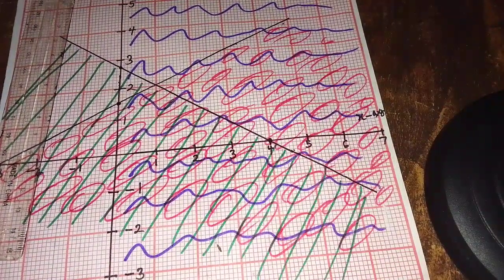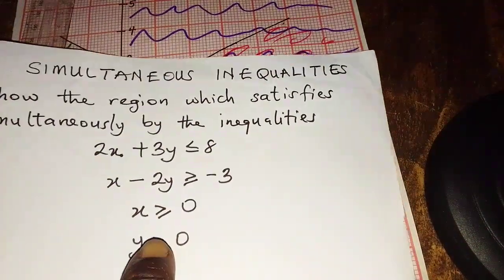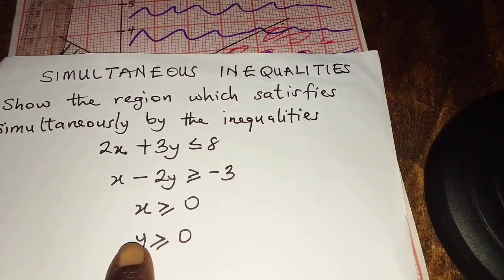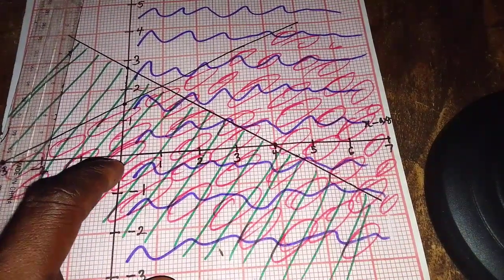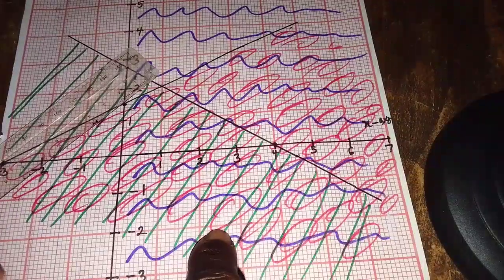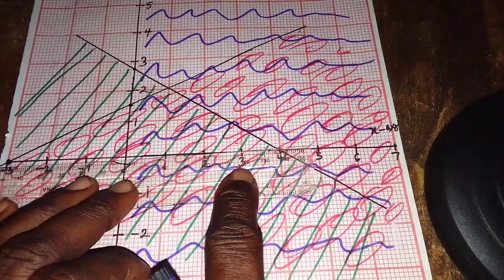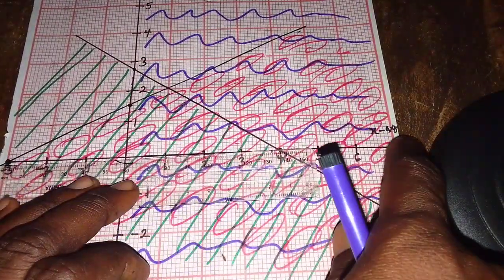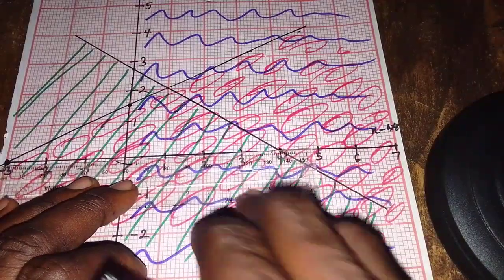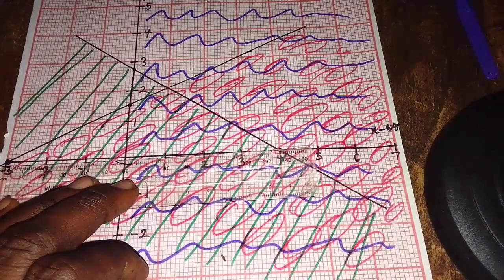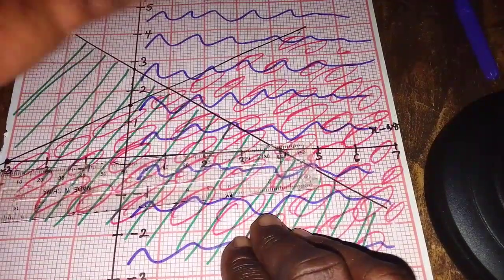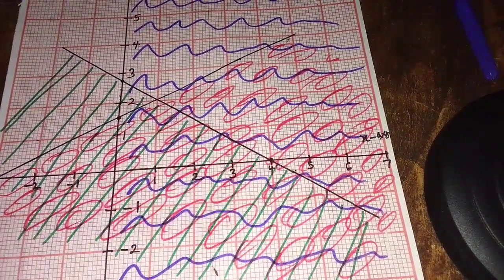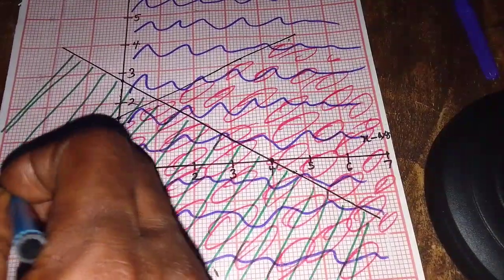Now, the last part says that y is greater than or equal to 0. So on y, I'm going to draw a horizontal line on 0, which will fall on the x-axis. If you draw a horizontal line on 0, which side is greater than 0 on y? So realize that this part here is greater than 0 on y. So I'm going to shade it with another symbol.